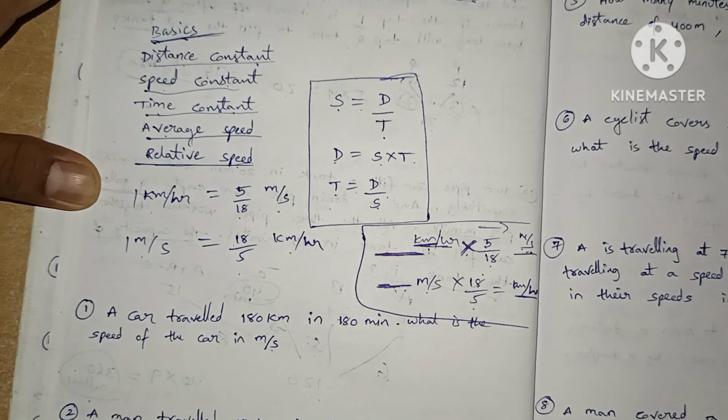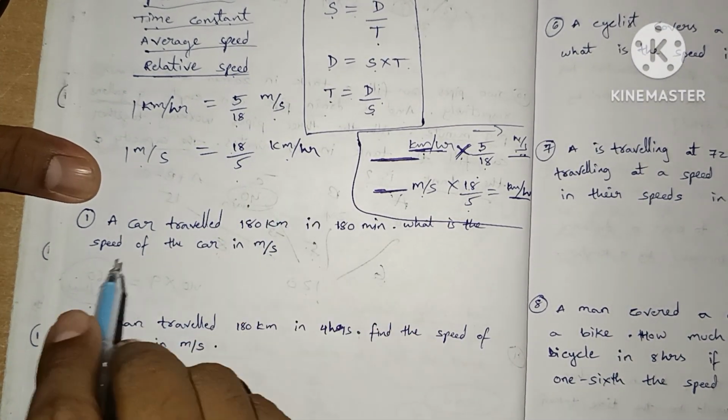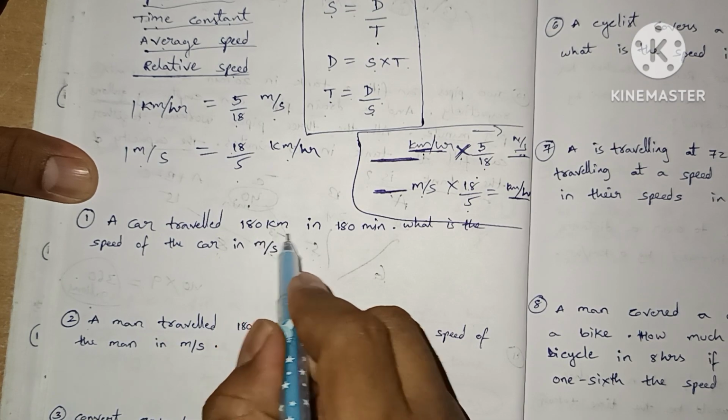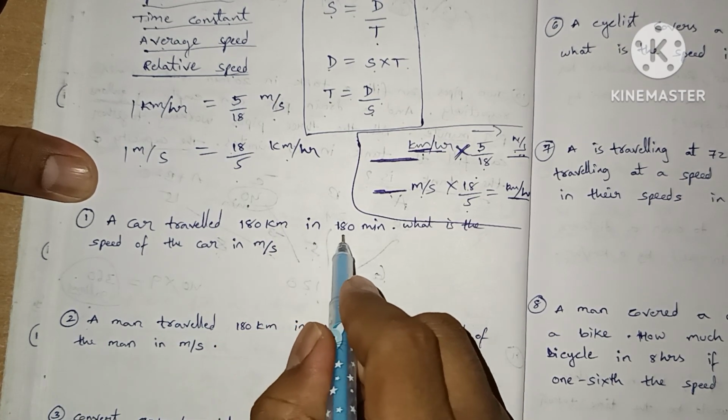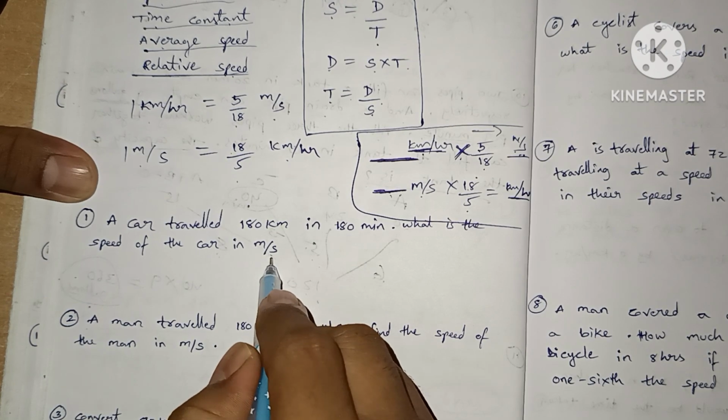Okay, next let's see the questions to understand this concept. A car is traveling at 180 kilometers in 180 minutes. What is the speed of the car in meters per second?